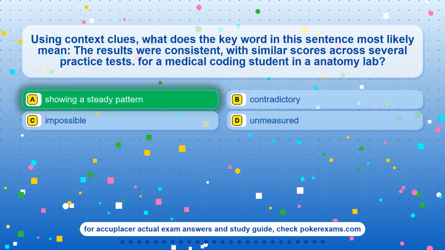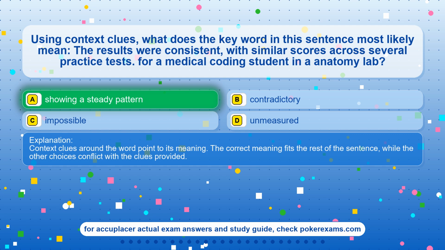The correct answer is option A. Showing a steady pattern. Context clues around the word point to its meaning. The correct meaning fits the rest of the sentence, while the other choices conflict with the clues provided.